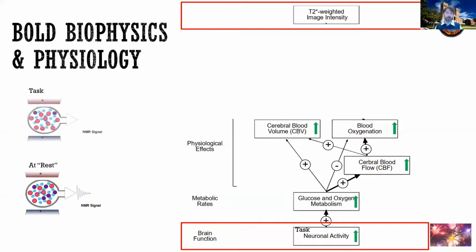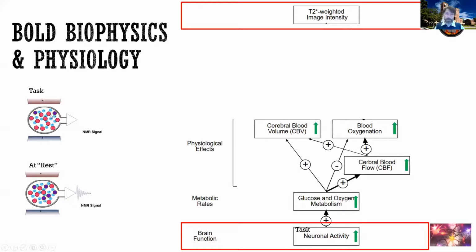So to think of it with the same picture as before, during task, what happens? Well, look here. Now there is much more oxygenated hemoglobin in red and much less deoxygenated hemoglobin. So what's going to happen to protons in terms of their dephasing? Would you imagine that they dephase faster or slower compared to before? Well, think of it this way.